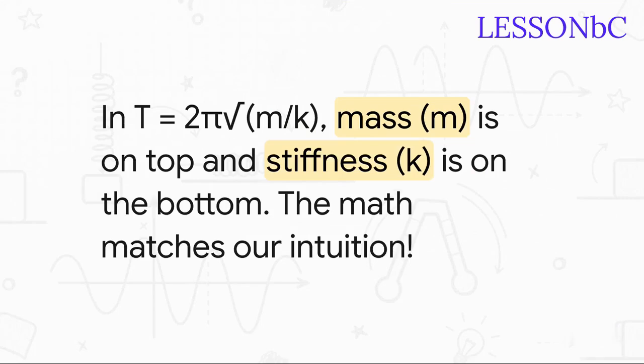What's so cool is that our intuition here matches the math perfectly. Look at the formula again. Mass, m, is on top in the numerator. So a bigger mass means a bigger, longer period. Stiffness, k, is on the bottom in the denominator. So a bigger k gives you a smaller, shorter period. See? The physics just makes sense.